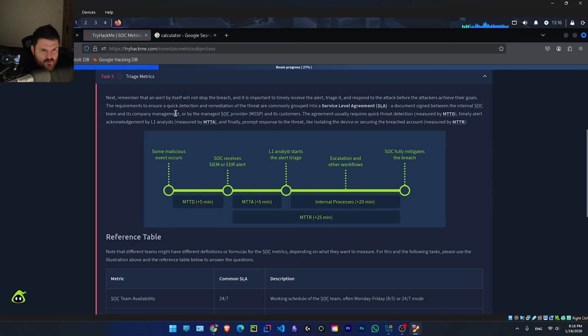The requirements to ensure a quick detection and remediation of the threat are commonly grouped into a service level agreement, SLA, a document signed between the internal SOC team and company management, or by the management of an SOC provider, MSSP, and its customers. The agreement usually requires quick threat detection measured by MTTD, timely alert acknowledgement by the L1 analyst measured by MTTA, and finally prompt response to the threat, like isolating the device or securing the breached account, measured by MTTR.